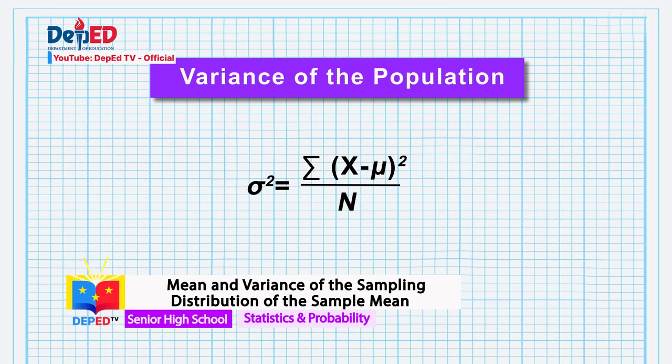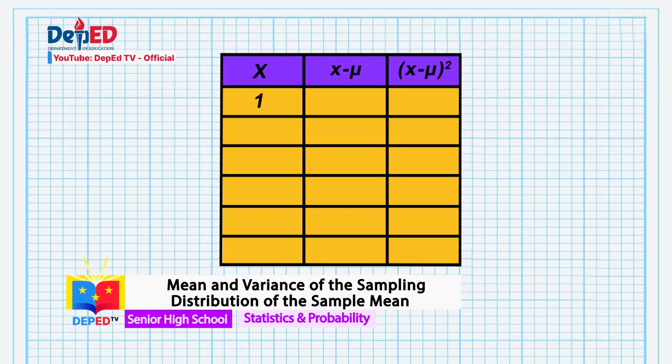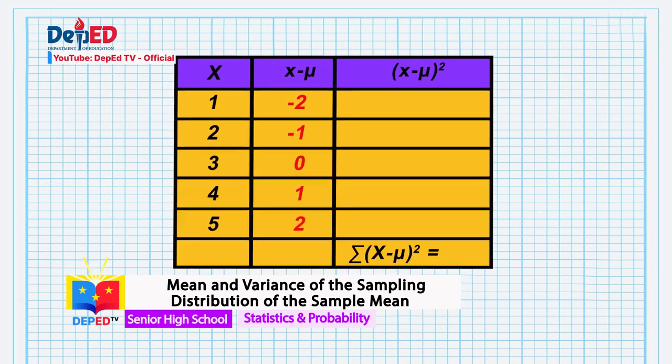Second is to compute the variance of the population using the formula. Let's create a table first. Get the difference of each value of x and 3. 1 minus 3 is negative 2. 2 minus 3 is negative 1. 3 minus 3 is 0, and so on. Now, let's solve the square of the results obtained to be able to solve for the variance of the population. Negative 2 squared is 4. Negative 1 squared is 1. 0 squared is 0, and so on.